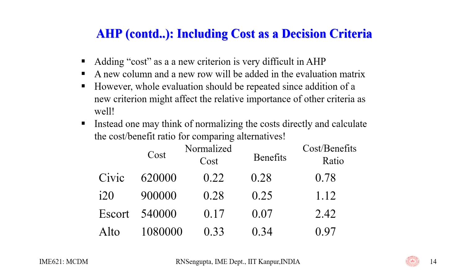So, adding cost as a new criteria is very difficult in AHP. A new column has to be added, a new row has to be added in the evaluation matrix, and at each and every stage depending on the addition. However, the whole evaluation should be repeated, since addition of a new criteria might affect the relative importance of other criteria as well. So, instead one may think of normalizing the costs directly and calculating the cost benefit analysis.